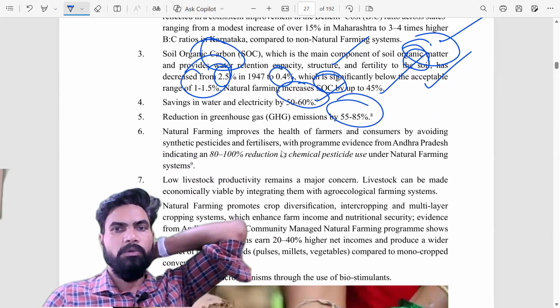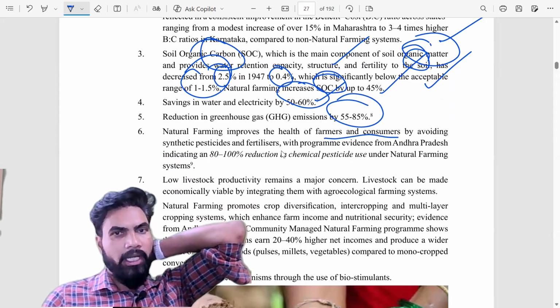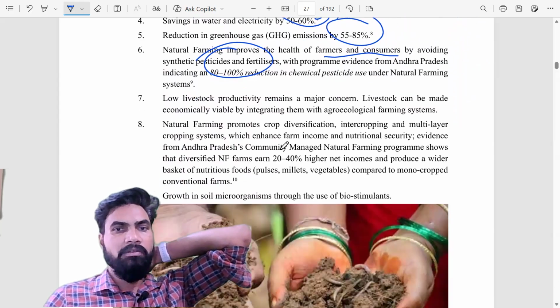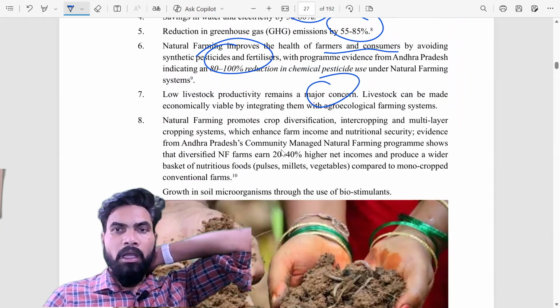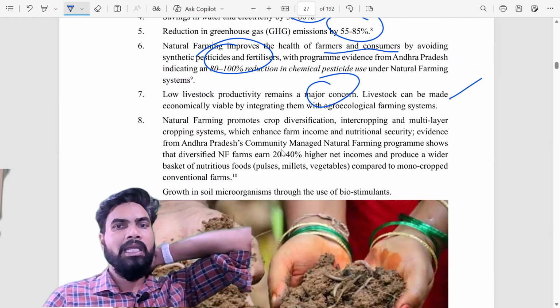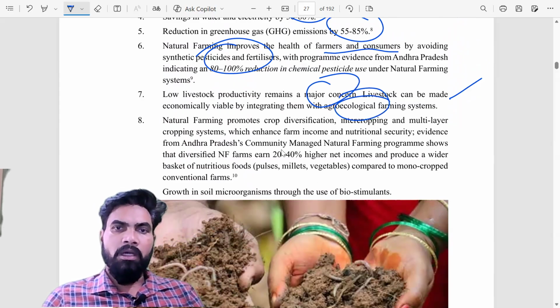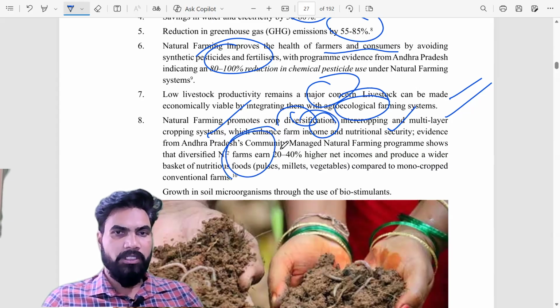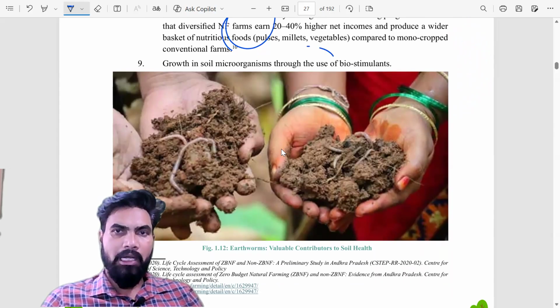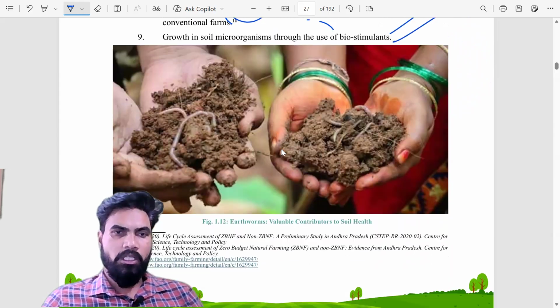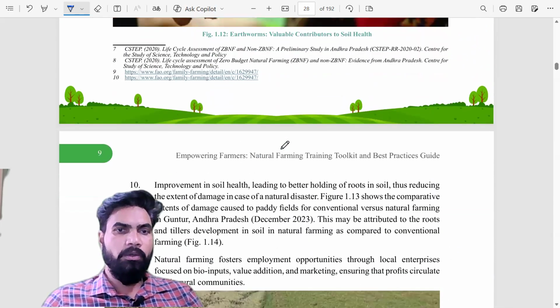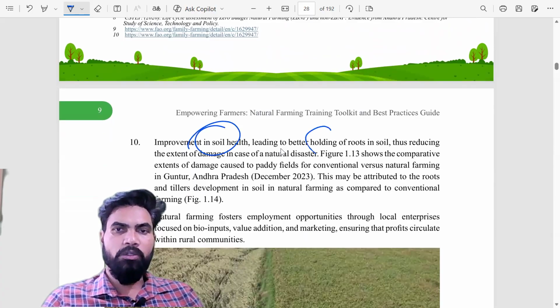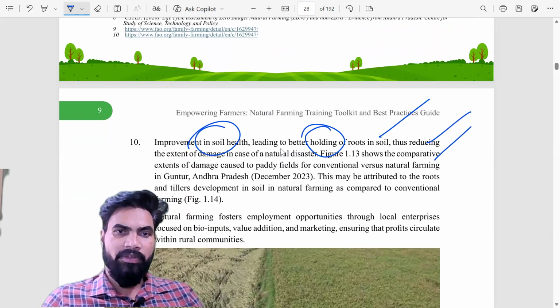Then natural farming also improves the health of the farmers and consumers by avoiding synthetic fertilizers and pesticides. Then livestock productivity remains a major concern. Livestock can be made economically viable by integrating them with agronomical farming systems. Then natural farming also promotes crop diversification, intercropping, and multi-layer cropping systems, which enhance farm income, nutritional security, etc. For that there is evidence from Andhra Pradesh also. Then growth in soil microorganisms through the use of biostimulants is also there. These are all the list of benefits. Much more benefits are there. There are improvements in soil health, leading to better holding of soil, roots in the soil, etc.